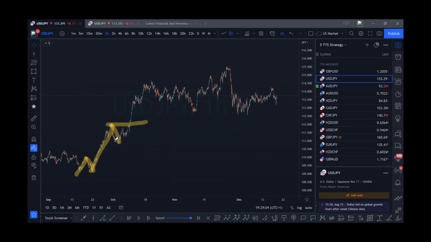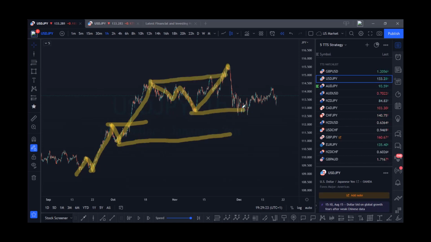price breaks above here, gives us another impulse, makes another correction here. We can see that this correction didn't touch here, right? Price breaks above here again, makes another correction. Okay, when price breaks above here, what happened? Gives us another. What happened here? This was the first time price touched this low here.